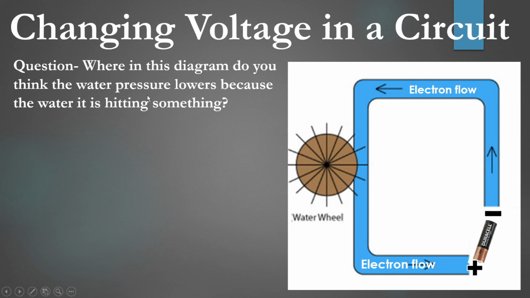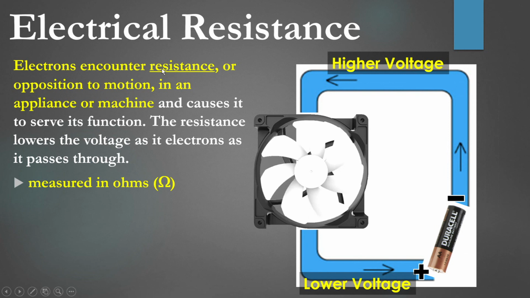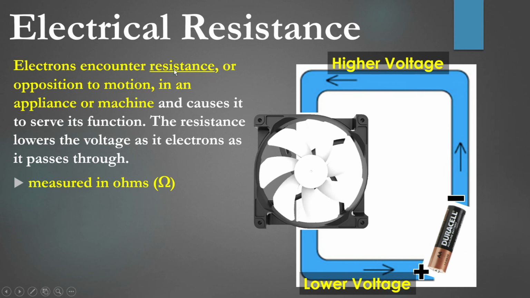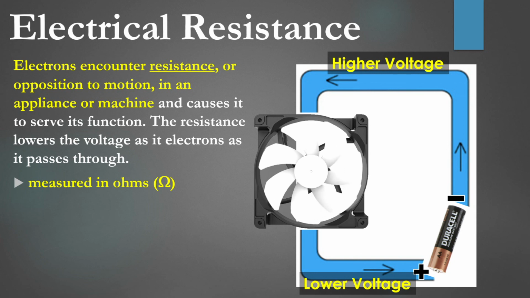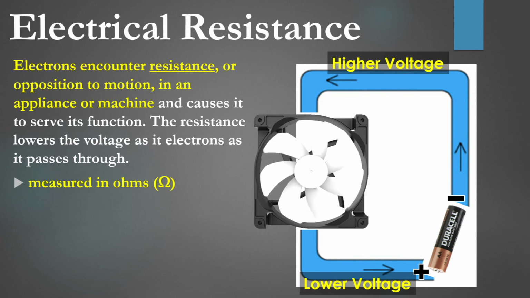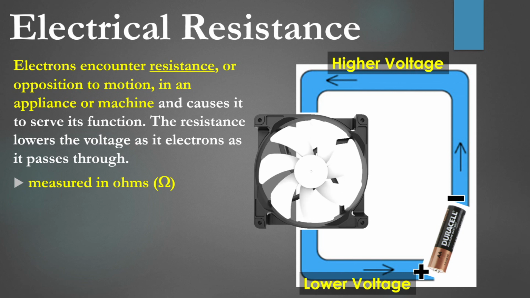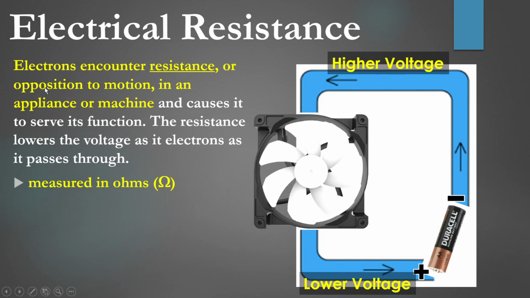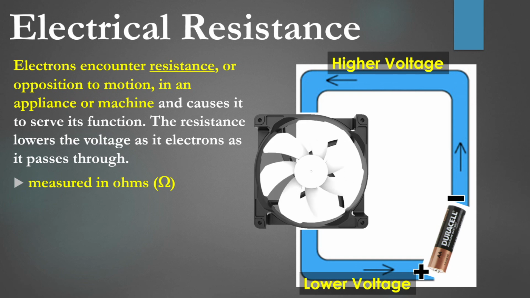All right, so last part here. Where in the diagram do you think the water pressure is lowering because the water is hitting something? Well, that's pretty obvious. It's right here. It's the water wheel. As the water flows down by gravity, it's encountering a wheel. That wheel is stopping some of the water, so it's lowering the pressure. Okay, that's called resistance. Resistance is the thing that electrons are encountering. It's an opposition to motion.